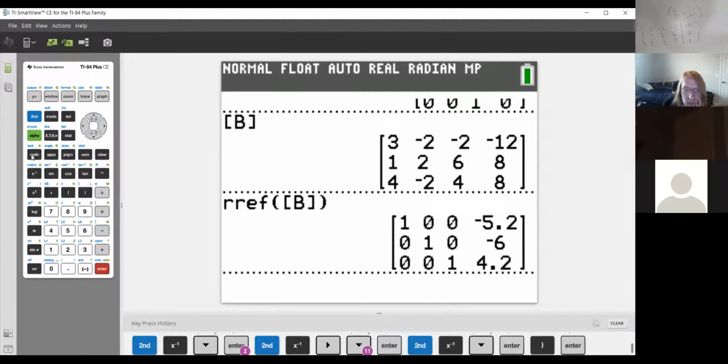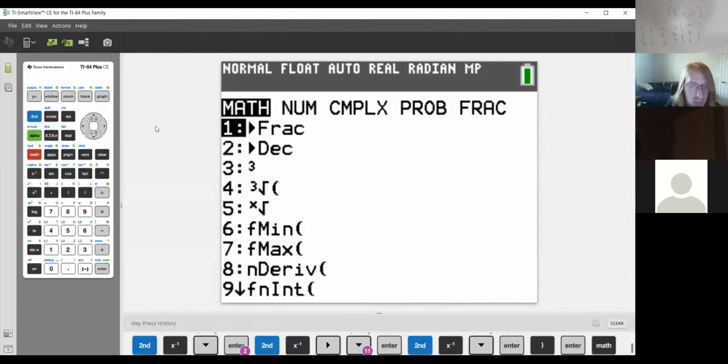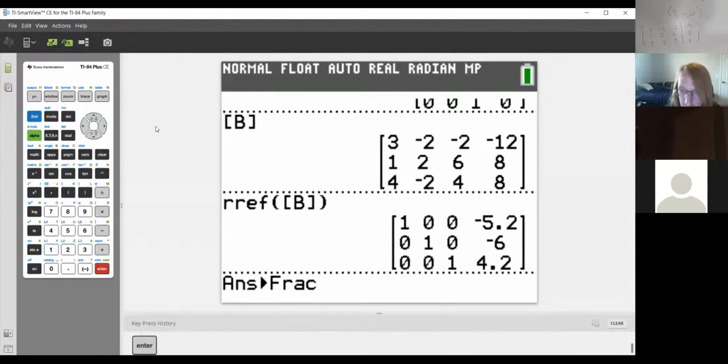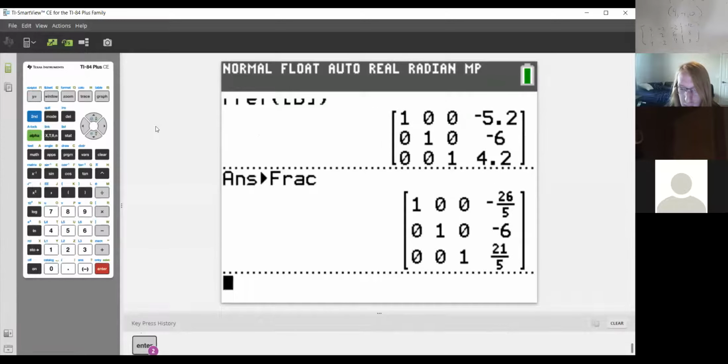Do you know how to do that on your calculator? You mentioned it in the video, I think, but I don't remember. Yeah, it's under math, and it's that first option right there. If you do math frac, it'll convert your answer to fractions. Look at that. 1, 0, 0, 0.